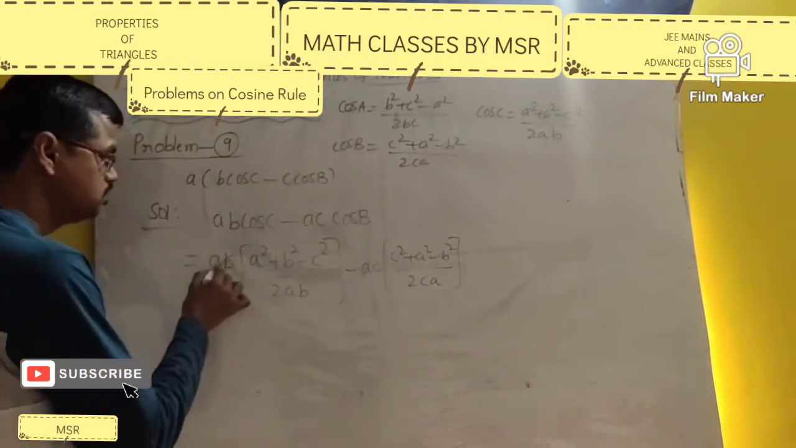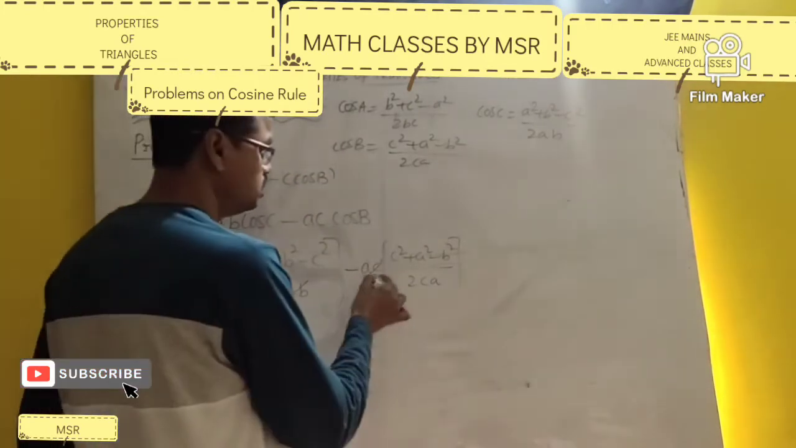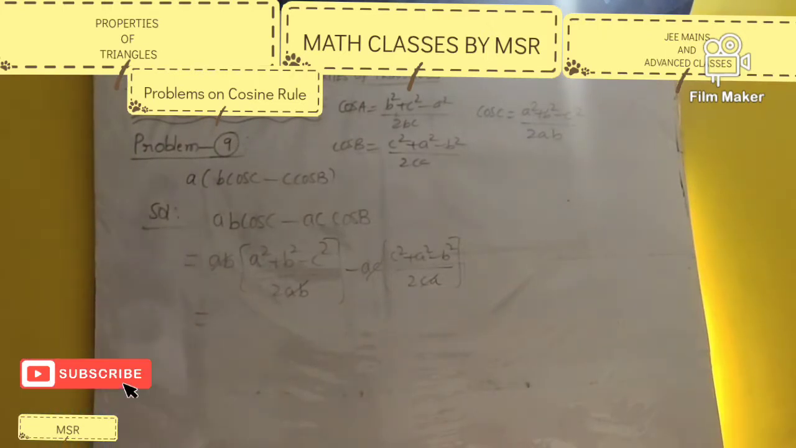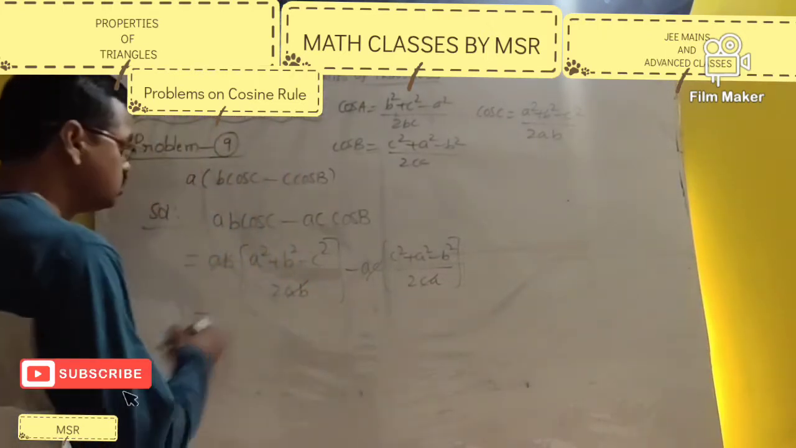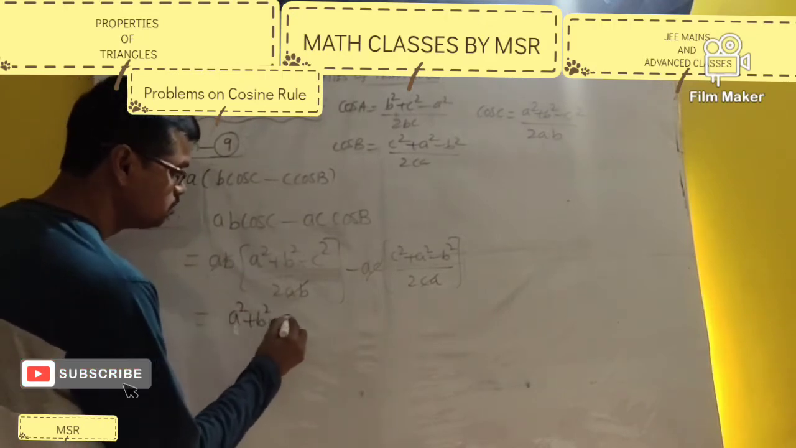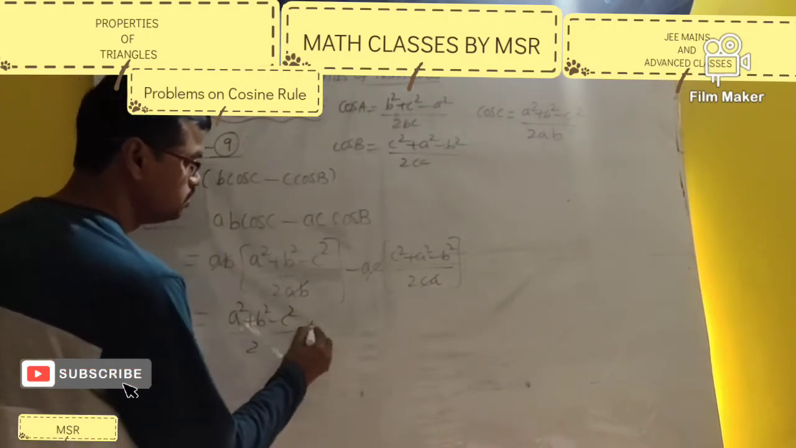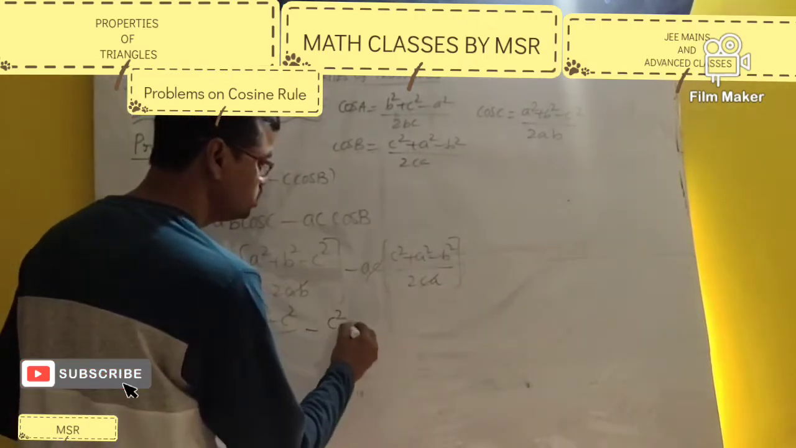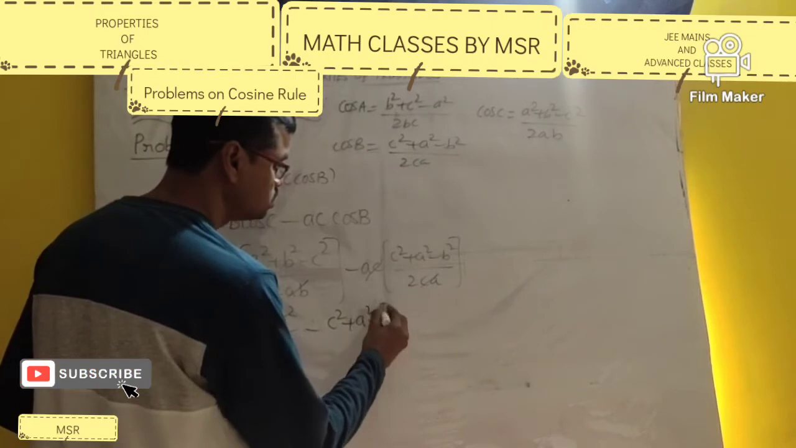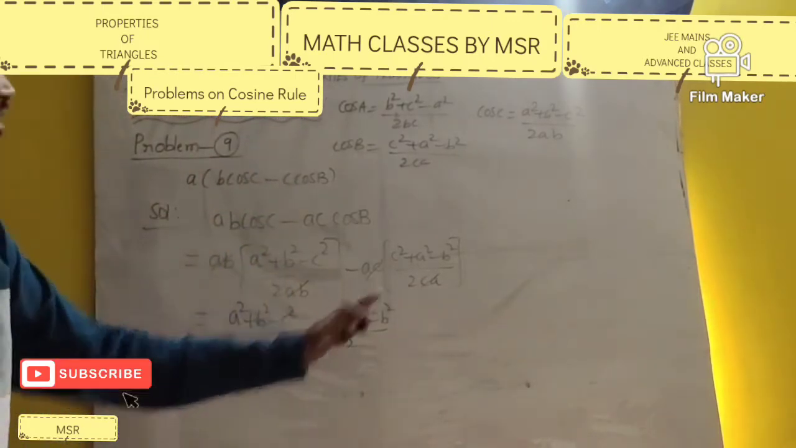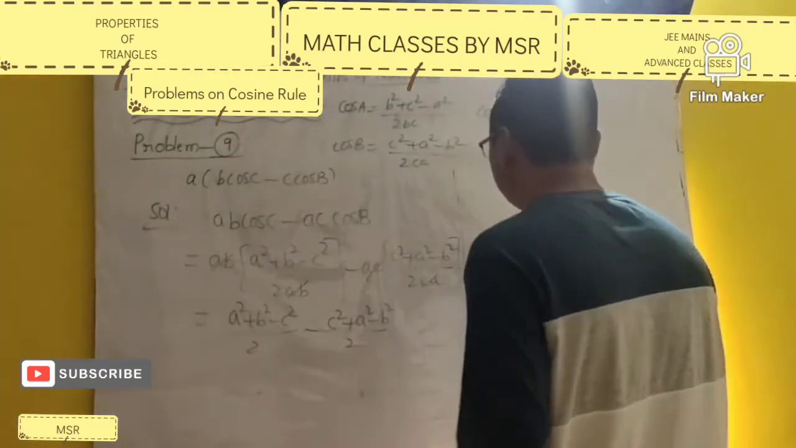Okay, so now ab and ab cancel, and ac and ac cancel. So what will you get? A square plus b square minus c square by 2, minus c square plus a square minus b square by 2. Now the common denominator is 2.